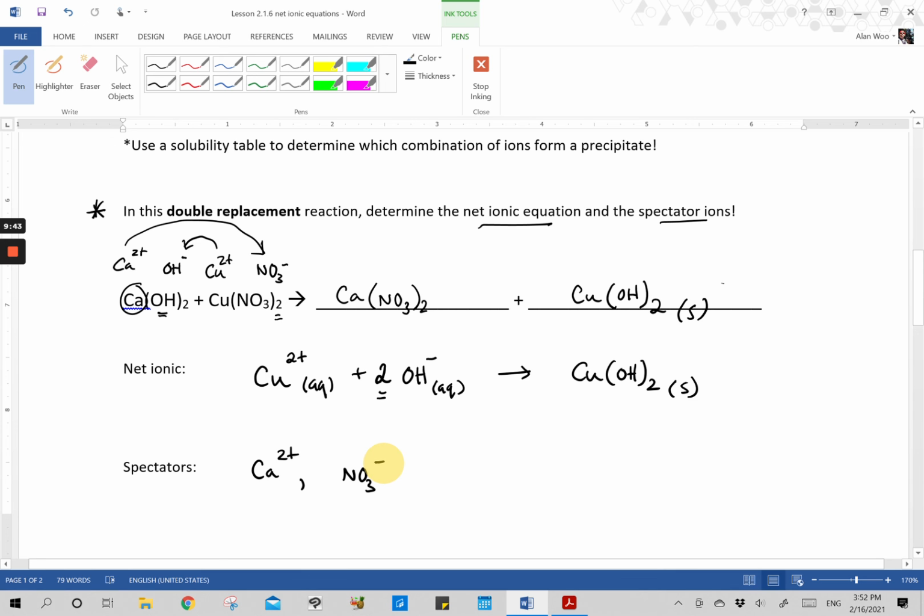Always give me the ions that form the precipitate. Spectator ions are always the ions that are not involved. They're the leftover or left behind ions that do nothing.